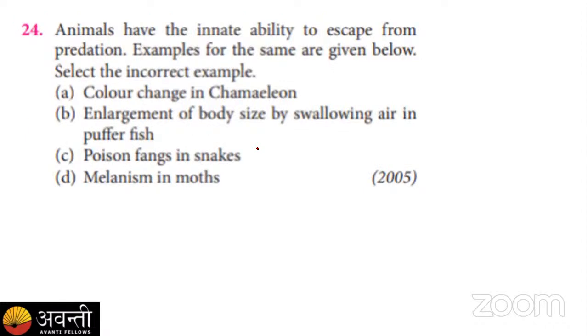Animals have the innate ability to escape from predation. Examples for the same are given below. Select the correct example. The color change in chameleon, enlargement of body size by swallowing air in the pufferfish, poison fangs in snakes, and melanism in moth. So you have to find out the incorrect answer, which is not a correct example of preventing or escaping from predation. So four options are in front of you. You have to choose the correct one.